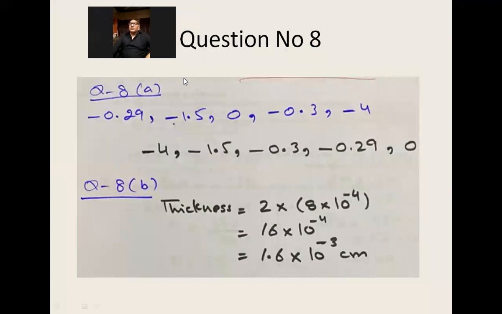So this is question number 8 on your screen. You see the smallest negative number here is -4, and then we will have -1.5, and then -0.3, and then -0.29, and then we have 0. So that was question number 8, A part.